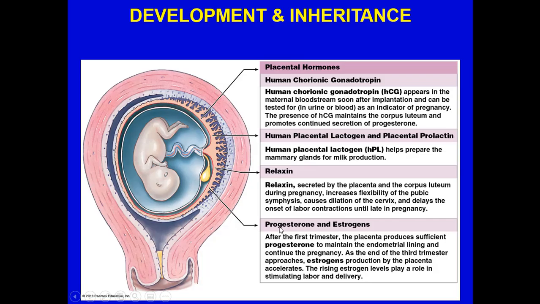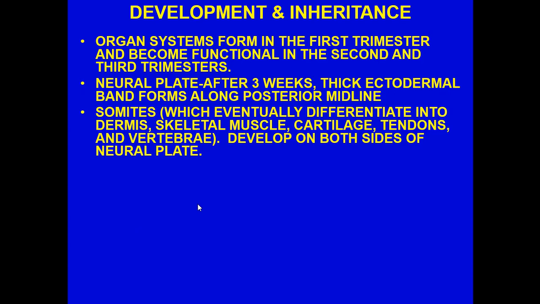Organ systems form in the first trimester, but become completely functional later. It depends on the individual organ, but a lot of them become functional in the second and third trimesters. There are a few, of course, developmental limits. For example, the lungs. You're not going to get the alveoli making the surfactant.